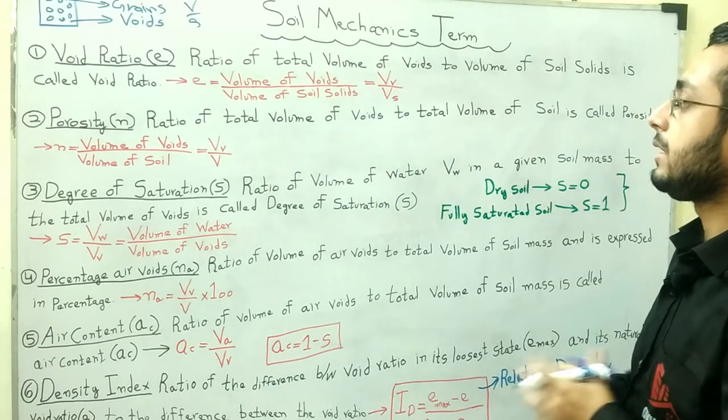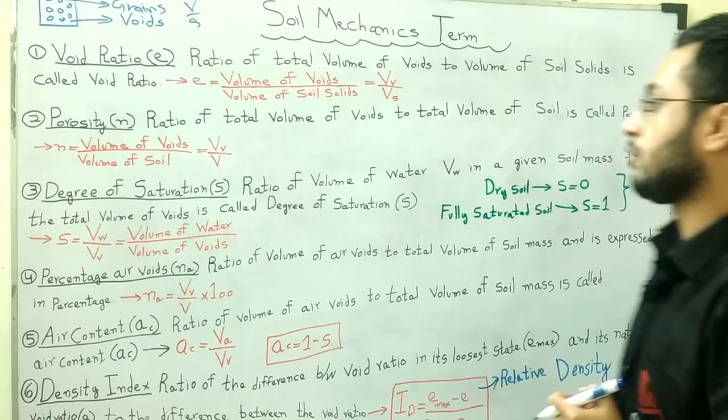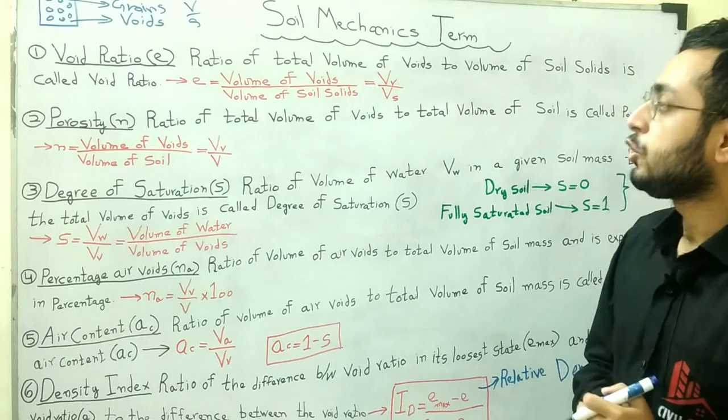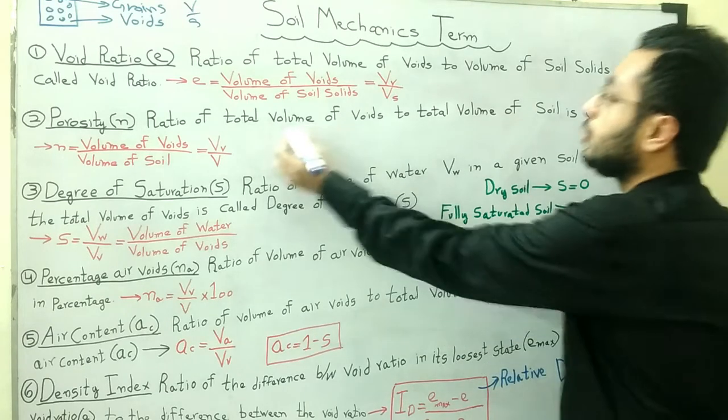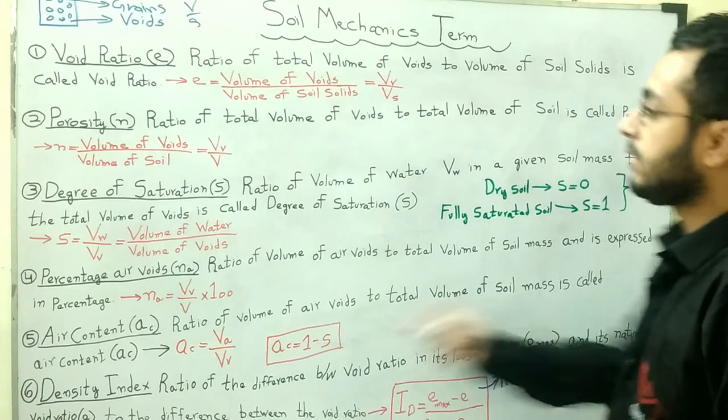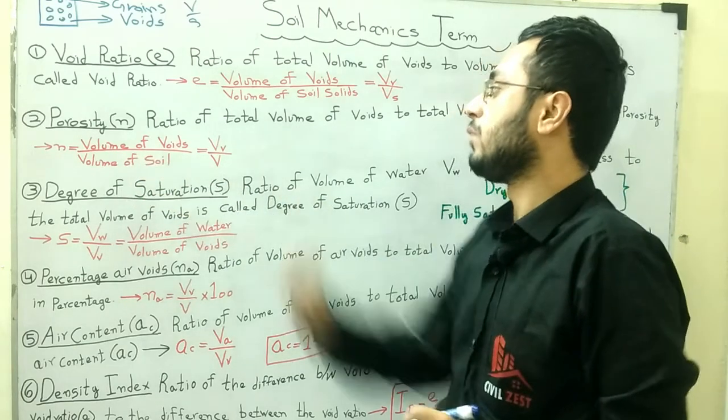Next, a similar term is porosity. Porosity is denoted by n. Its symbol is n. The ratio of total volume of voids to total volume of soil is called porosity. n = volume of voids divided by volume of soil.